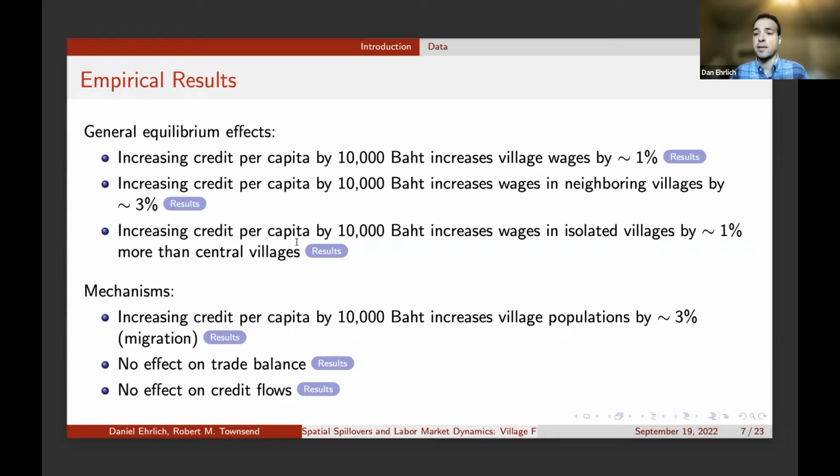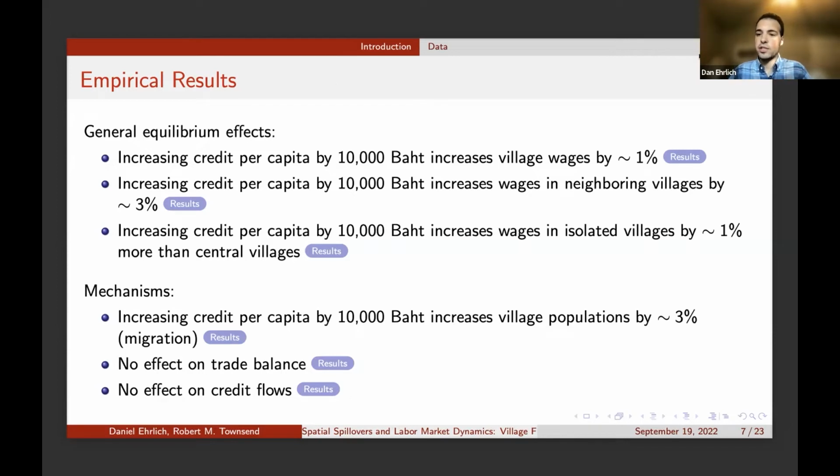We then turn to thinking about mechanisms, and what mechanisms are at play in generating the spillovers that we observe in the data. We're going to start by thinking about migration. We don't have direct evidence of migration in the data. We don't observe migration flows, but we do observe aggregate populations in each village. And so we can test whether or not populations increase as a test of whether or not there's an increase in migration. We do find that populations increase, and for every 10,000 baht credit per capita, we see an increase of 3%.